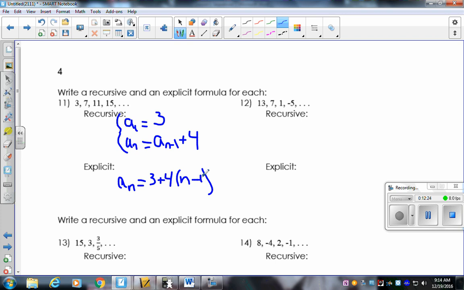Okay, that's a -1. Hard to tell, I know. And that's my explicit formula. That's all I'm doing. I'm just writing the formula.